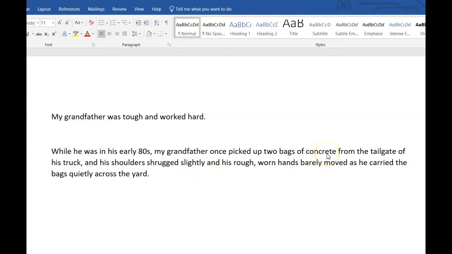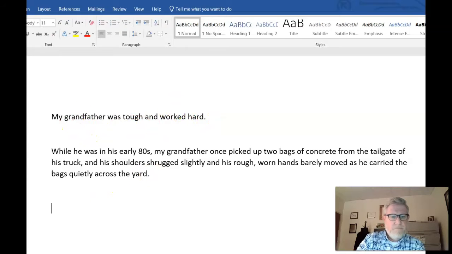2 bags of concrete, that's something that we can see. Shoulders shrugged slightly, if you're a fan of alliteration. So that means he didn't have to put much effort into moving these really heavy bags of concrete. This detail shows you, it doesn't tell you, that he was tough and he worked hard or that he was strong. When it matters, when you're trying to convey something that's important, being able to use these kinds of details is absolutely essential in order for this to be believed by your reader.